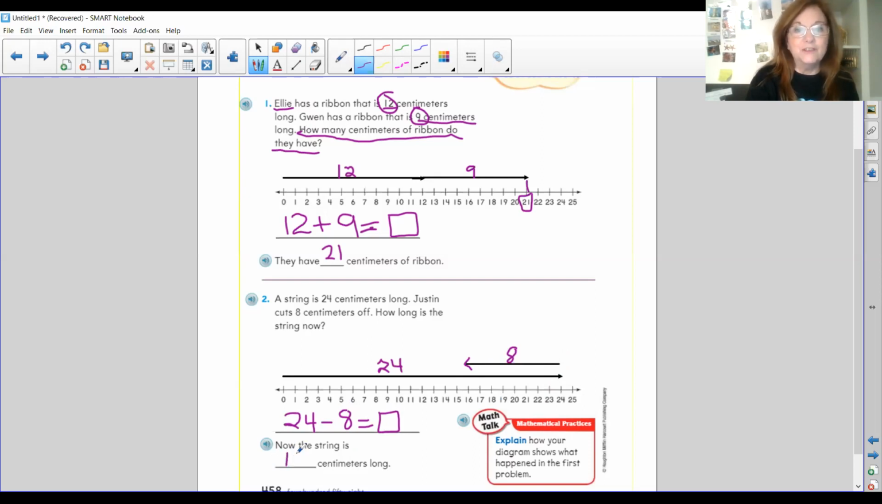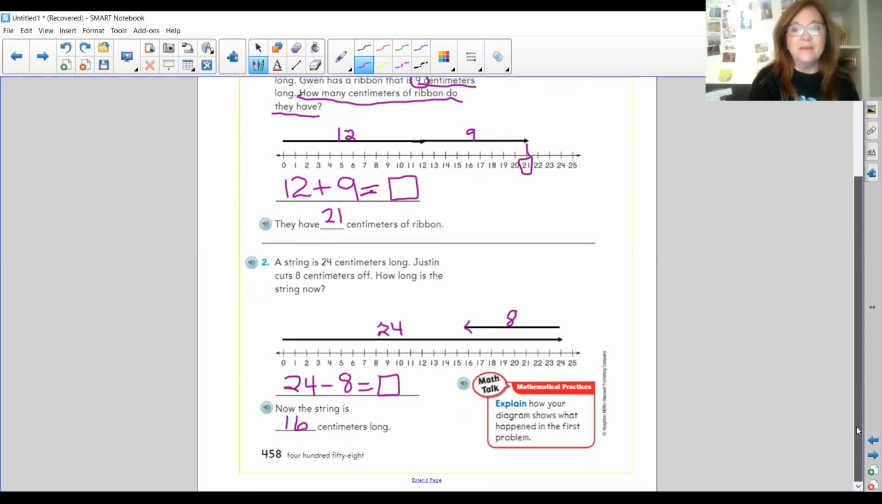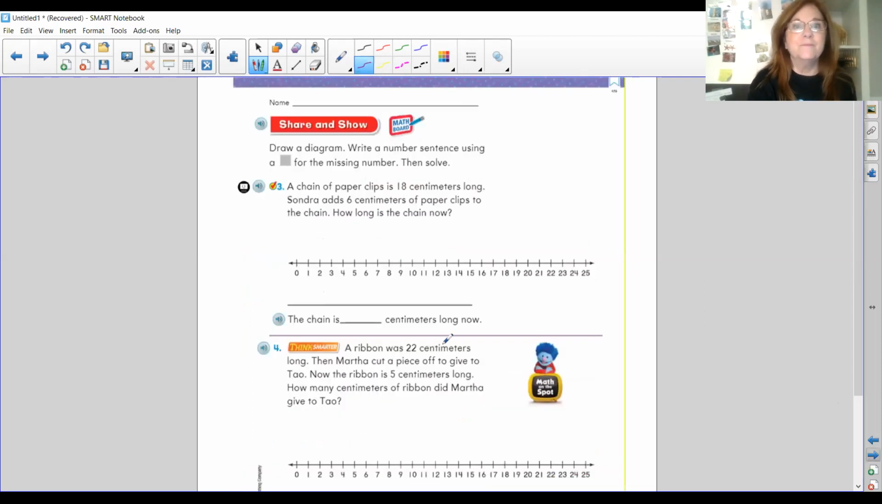And you know, one way we can check to make sure that our subtraction is correct is to add our difference, which is 16, add 16 plus 8, and that gives us 24. And that's how we check our subtraction. Okay, and moving on to the next page.